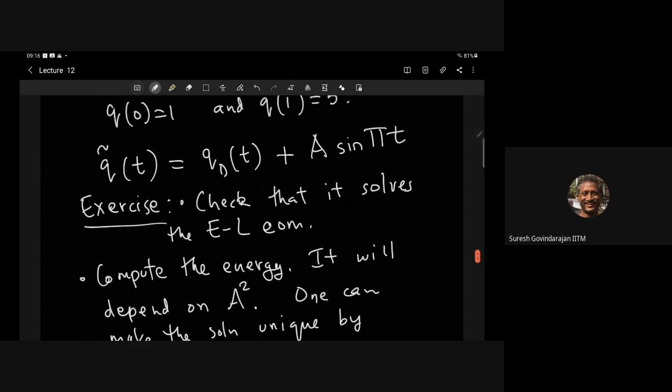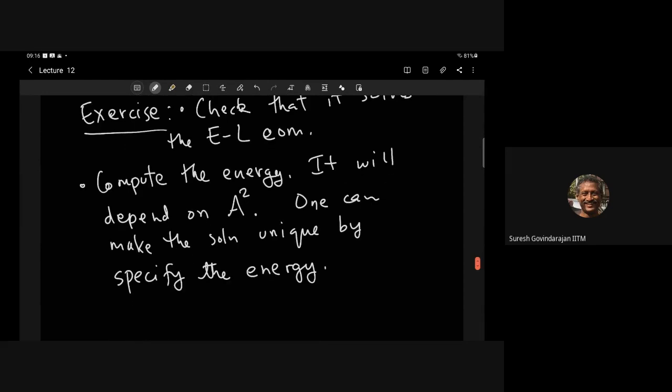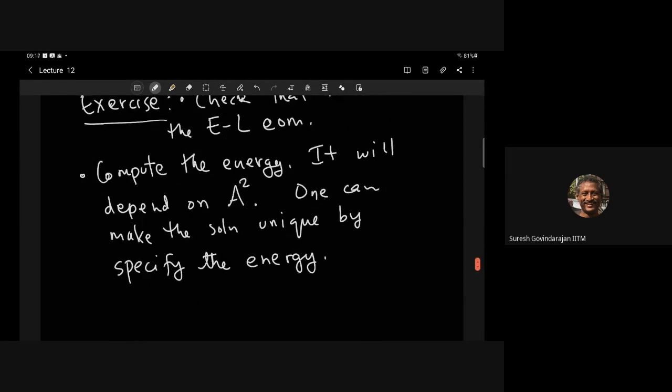So basically what will happen is there will be one contribution to the energy coming from here and one contribution to the energy coming from here. The cross terms will go away, I believe, or you can time average. You get two different contributions, and you will see that you can ask what is the energy when A is 0.